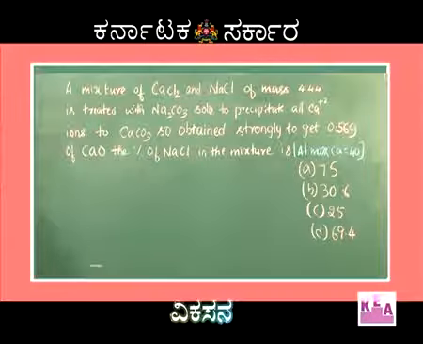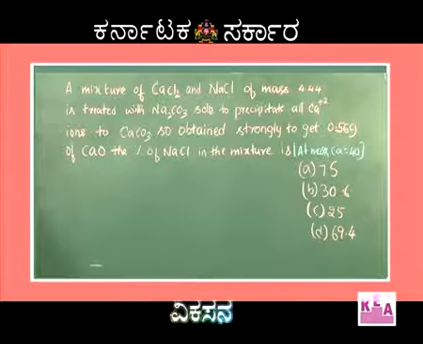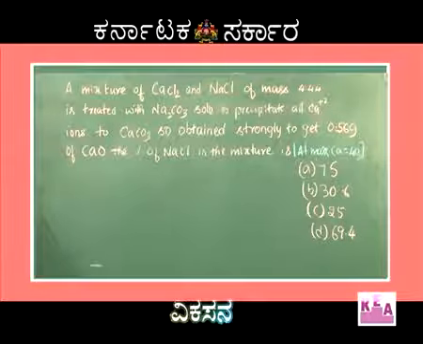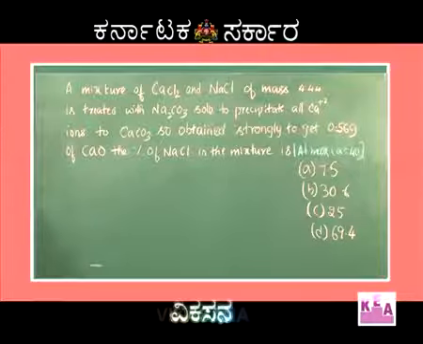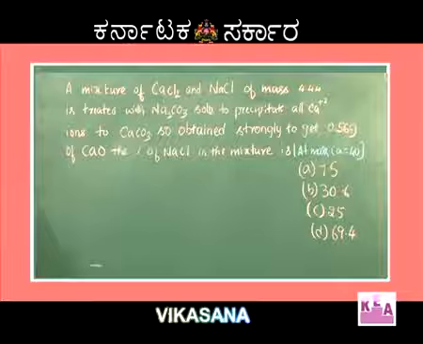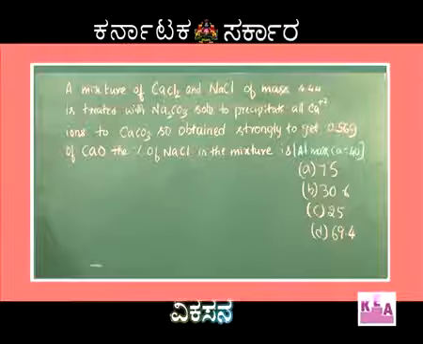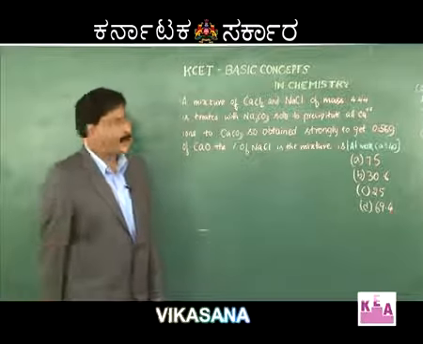Question: a mixture of CaCl2 and NaCl of mass 4.44 grams is treated with sodium carbonate solution to precipitate all the Ca2+ ions to calcium carbonate, CaCO3. CaCO3 so obtained is strongly heated, which gives CaO. The percentage of NaCl in the mixture is option A 75, option B 30.6, option C 25 and option D 69.4. Students, how do we solve this question?